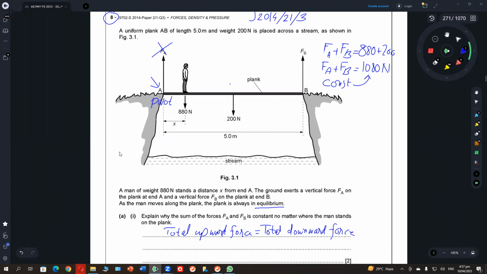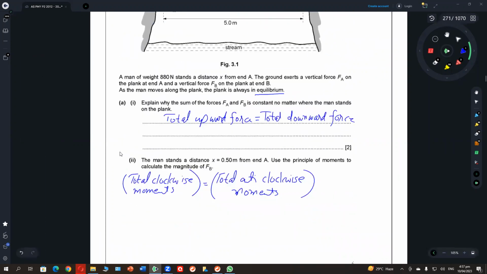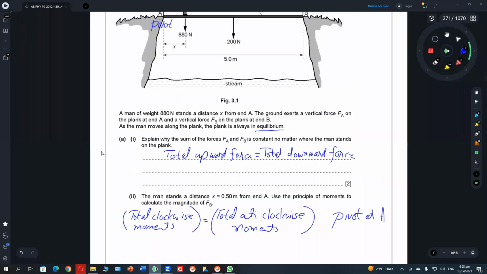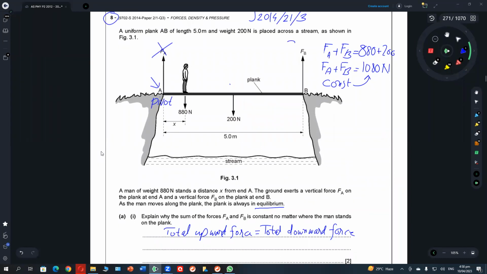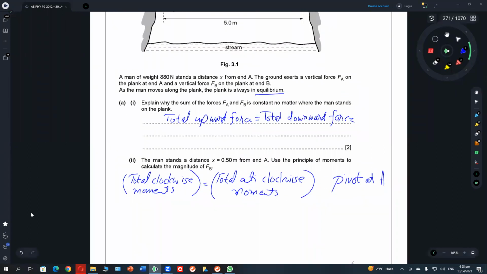Now, if I shift the pivot to A, use the principle of moments to calculate the magnitude of FB. Read the question again, and let me know why I'm taking the pivot at A. To cancel out one variable. Yes, FA will be cancelled, and FB, which is what you need to find, will be left. Why am I allowing FB to survive? Because we need to find FB.